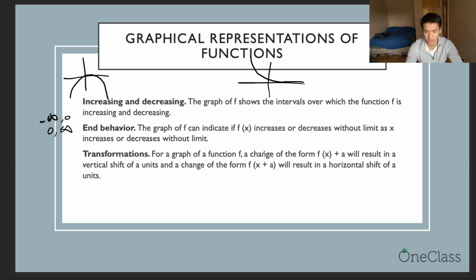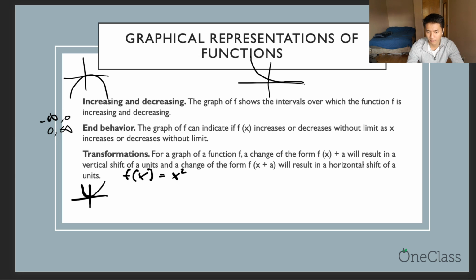So for a graph of function f, a change of the form f of x plus a, where a is a constant, will result in a vertical shift of a units, and a change of the form f of (x plus a), with x plus a in the parentheses, will result in a horizontal shift of a units. So we can again deal with this with a parabola. Let's say f of x is equal to x squared. Our graph looks like this, right?